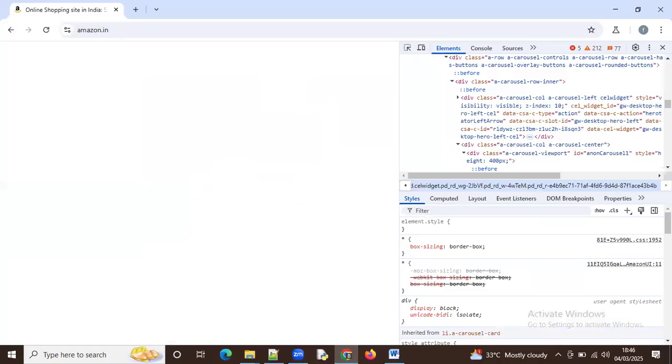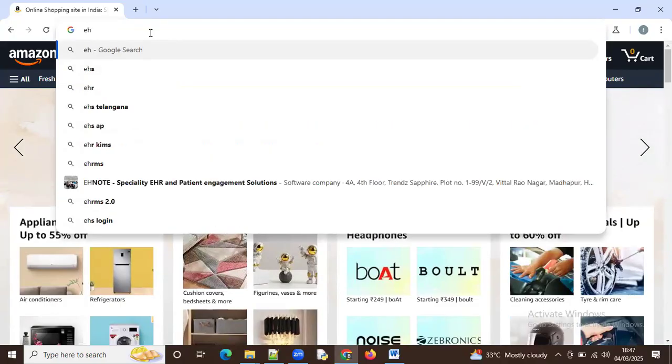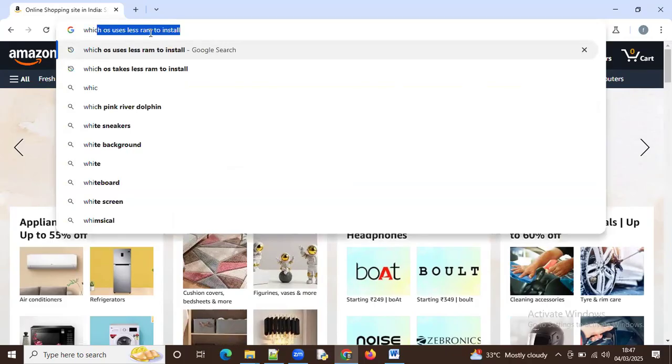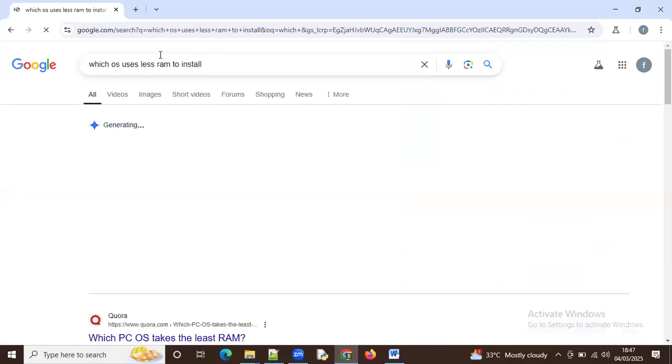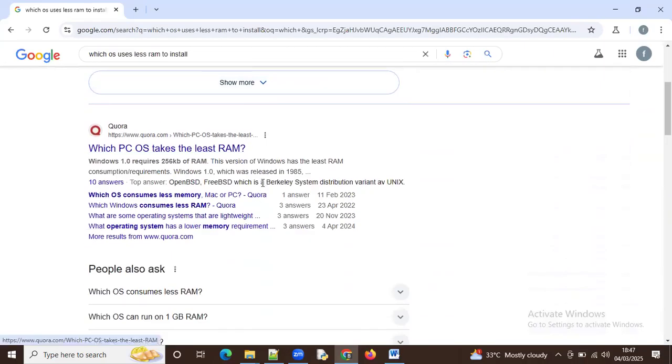So here I'm going to close this one. Let's see. Generally, lightweight Linux distributions like Ubuntu, Xubuntu, or even Alpine Linux, these are some of the distributions of the Linux operating system. These use very less memory, very less memory when compared to Windows OS.